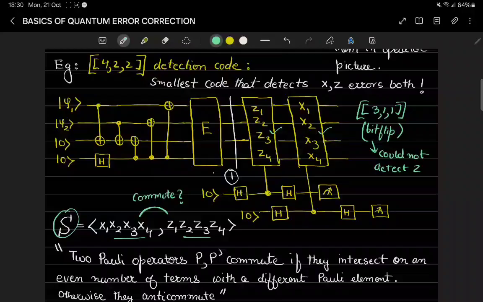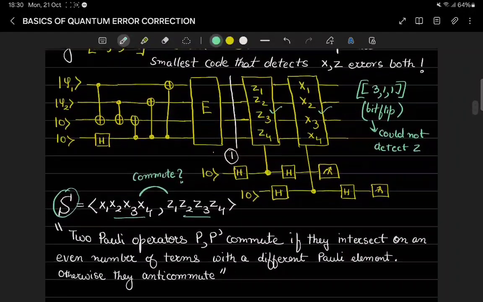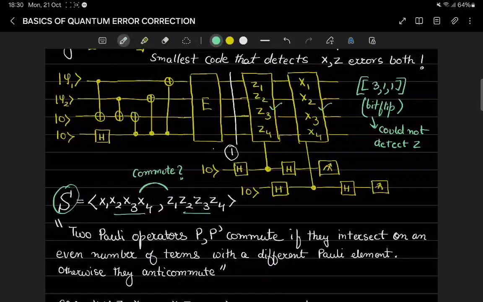But this checking can be quite cumbersome. So there is a nice theorem or a nice kind of way to quickly check the fact whether they commute or not. So I will not prove this, but it's simple to prove based on the commutation relation of single Pauli operators. So two Pauli operators P and P prime, they commute if they intersect on an even number of terms with a different Pauli element. So let's check this here. So I am seeing that they are intersecting on 4 terms, and on the 4 terms they have different Pauli elements. This means they automatically commute.